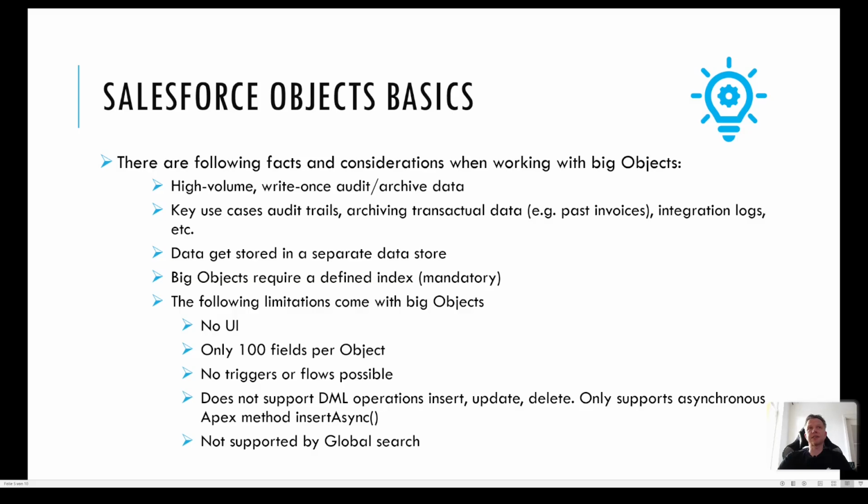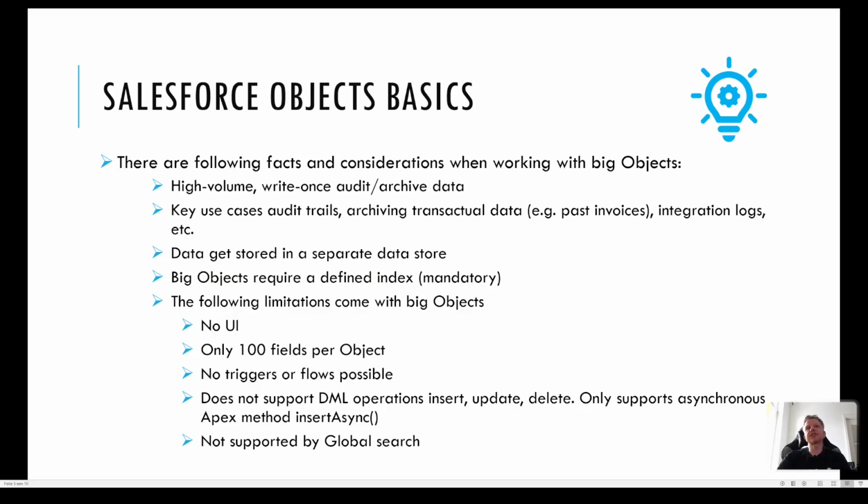Then we're coming to the big objects, and that's a very interesting object. It's there to store high volume data. And when talking about high volume, we don't talk about thousands of records or millions of records. We're talking about billions of records. That's the thing for big objects.